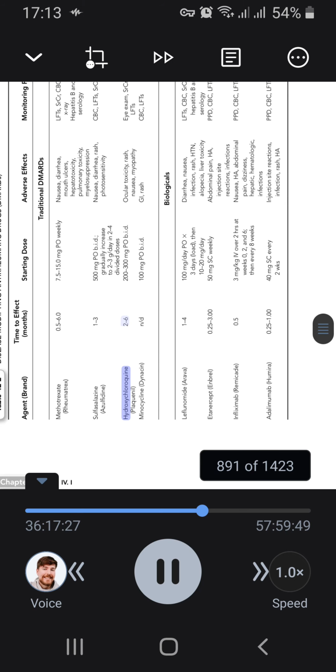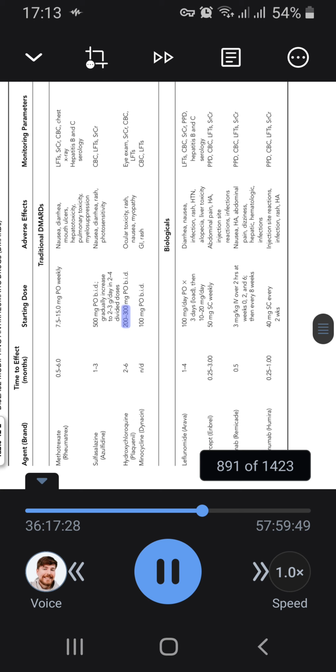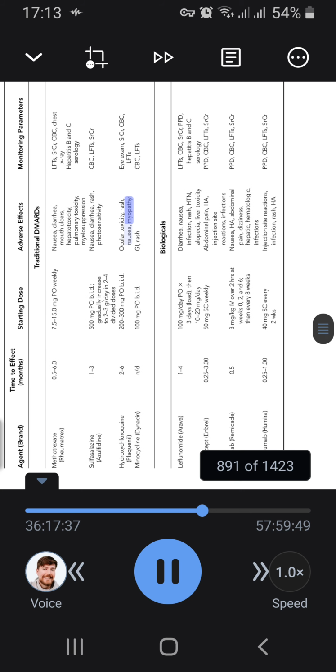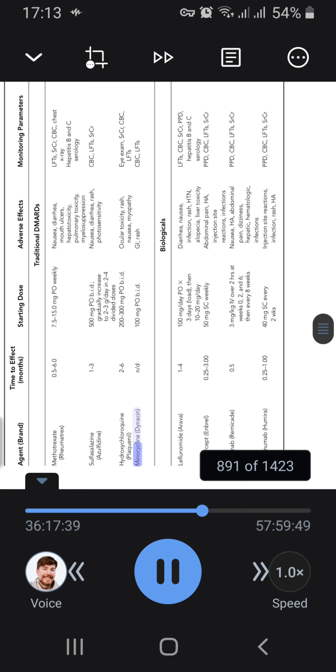Hydroxychloroquine, Plaquenil, 2 to 6 months, 200 to 300 mg BID, ocular toxicity, rash, nausea, myopathy; eye exam, SCr, CBC, LFTs; cimetidine. Minocycline, Dynacin, NTD, 100 mg BID, GI, rash; CBC, LFTs; calcium, magnesium, aluminum, iron.